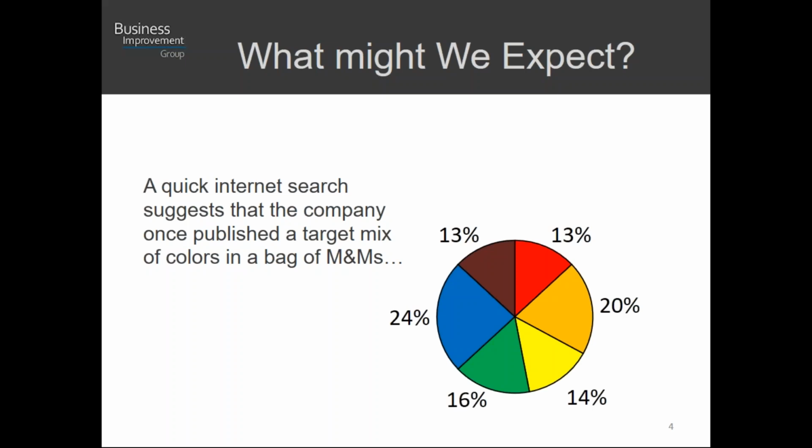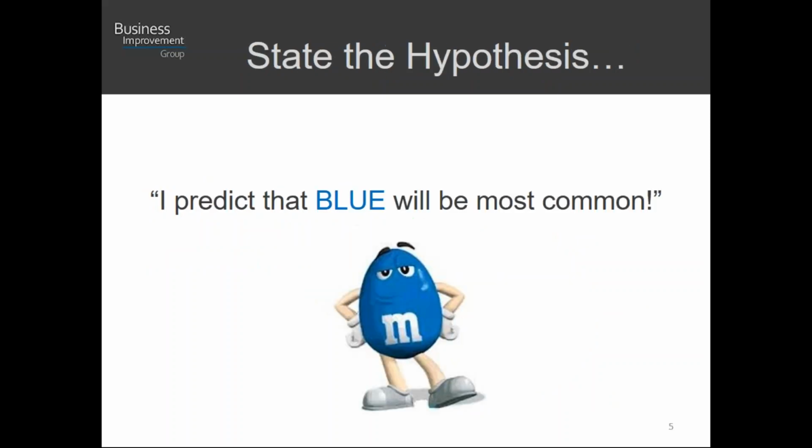Most commonly, you would expect to find blue at 24%. Next would be orange at 20%. Green then would be 16%, 14% for yellow, and then 13% for red and brown. Not very interesting to this point, but when we walk you through what we would normally do with our participants, you'll see why that's going to be important.